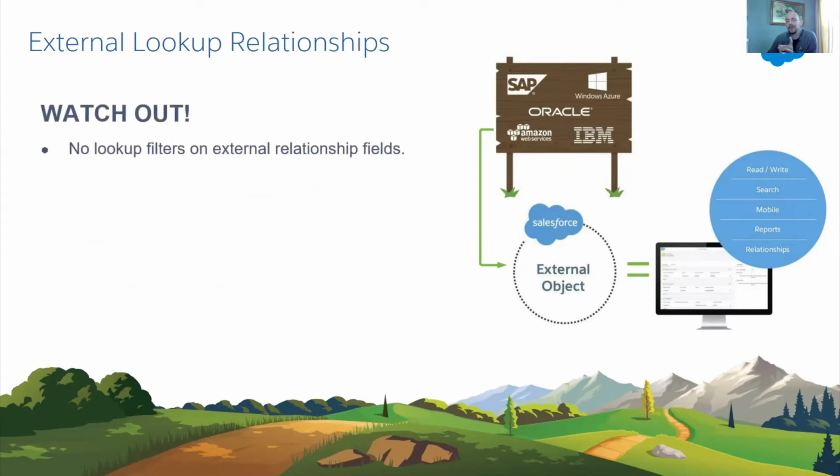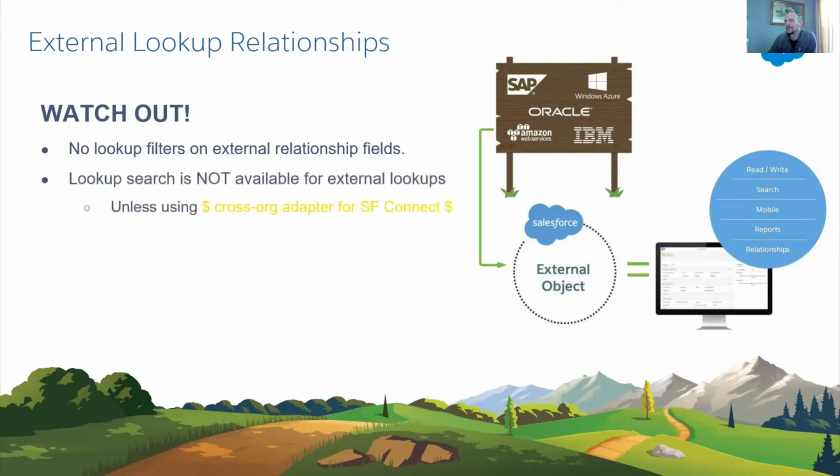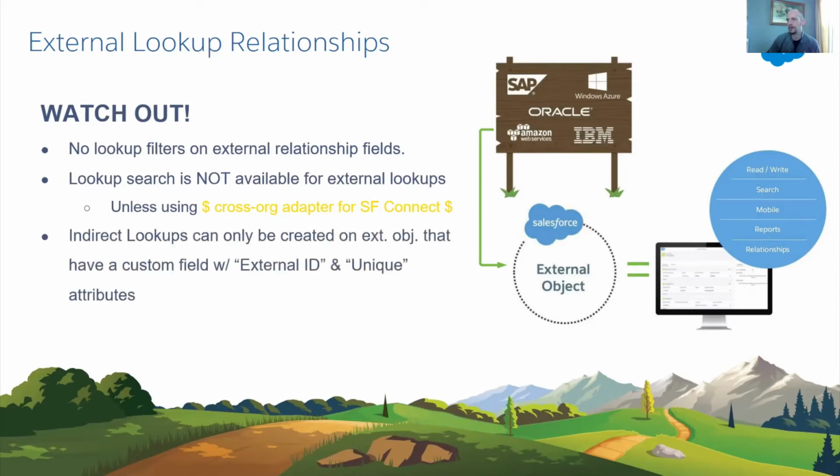Be careful. There are no lookup filters on external relationship fields. And you cannot search. So when you pull up the lookup and it comes up with the little lookup search, they don't work on external fields unless you're using the cross-org adapter for Salesforce Connect. And that is in gold with money signs on, because if you know what I'm talking about, you know what I'm talking about. It's expensive.